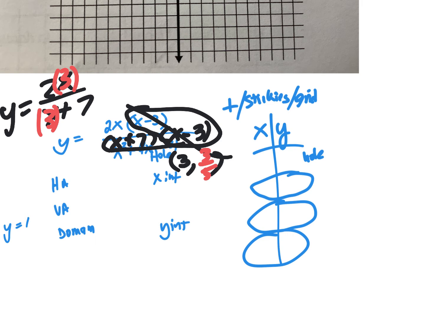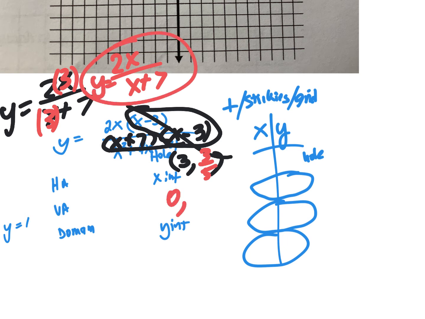The x-intercept, finish this sentence. X-intercepts are where what? Where y equals 0. So that's what makes the top 0. What makes the top 0? Right here. 2x over x plus 7. What makes the top 0? 0. So, 0 comma, when you put in 0, you get 0, 0. Okay. Did I do that right?